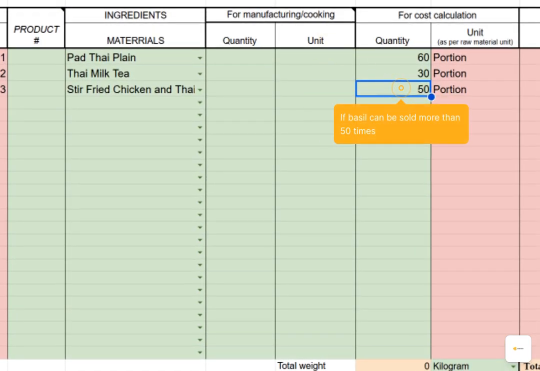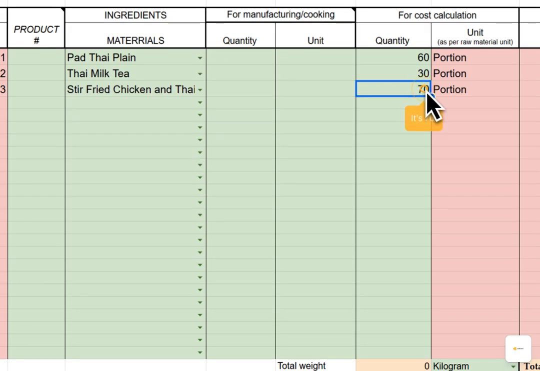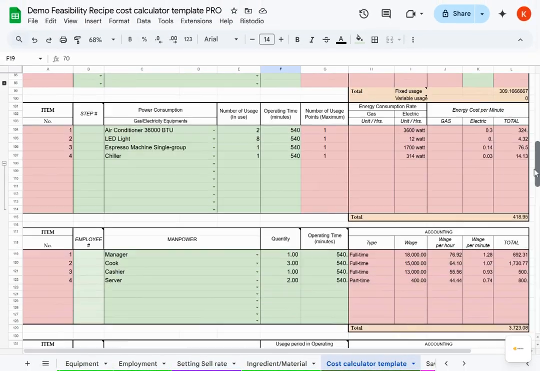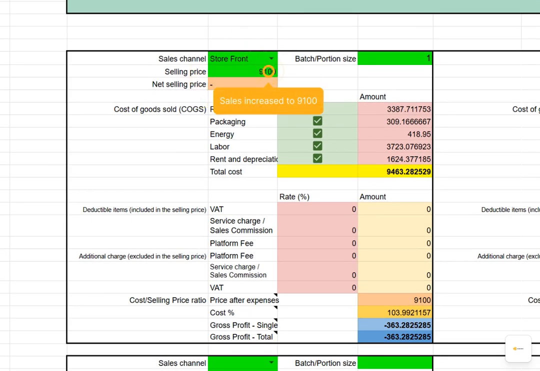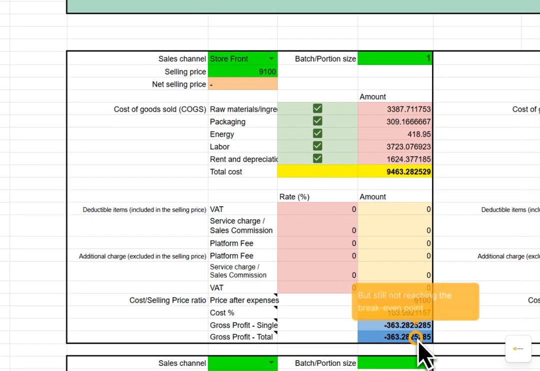If basil can be sold more than 50 times, it's 70. Sales increased to 9,100, but still not reaching the break-even point.